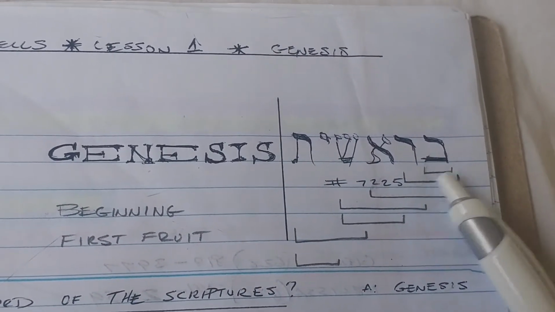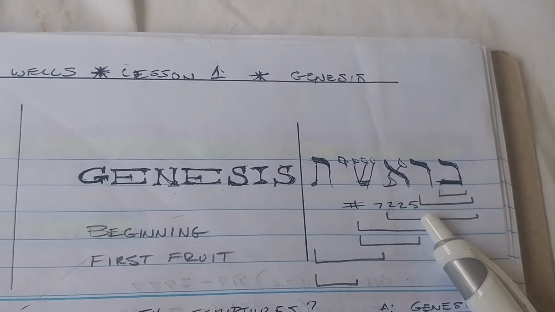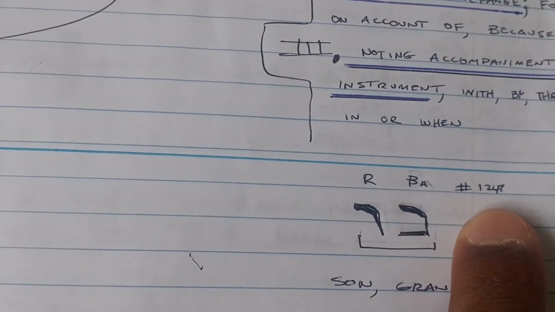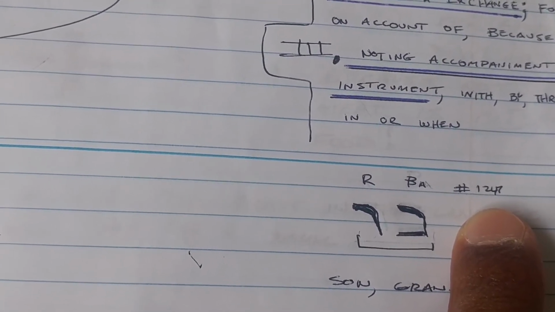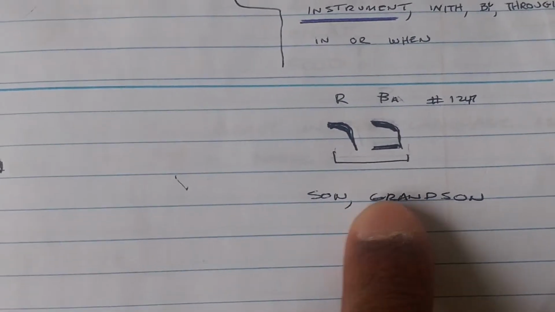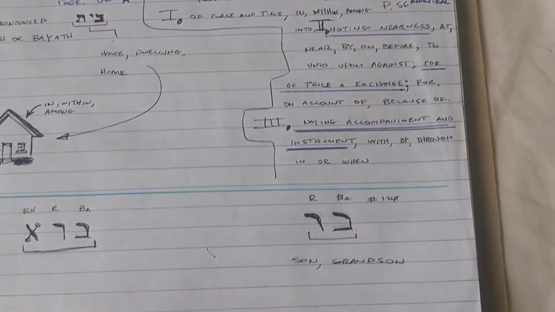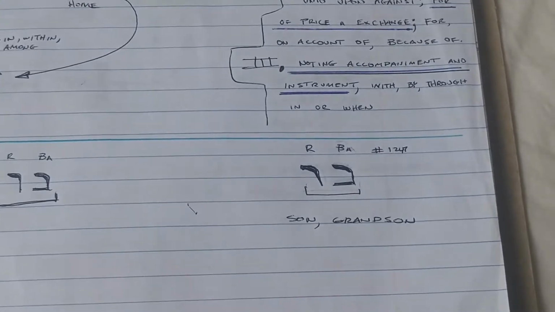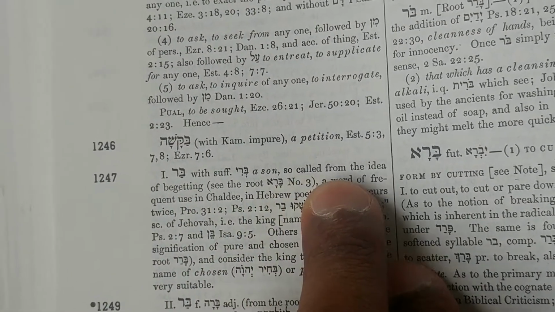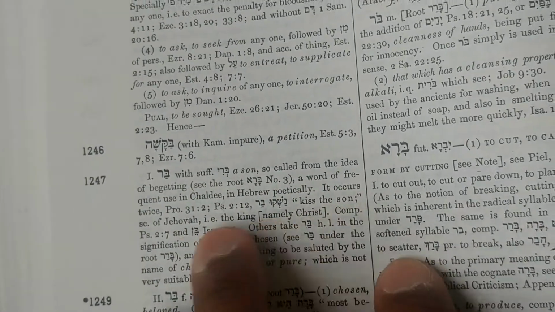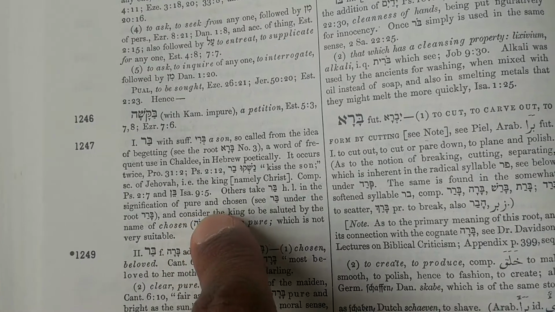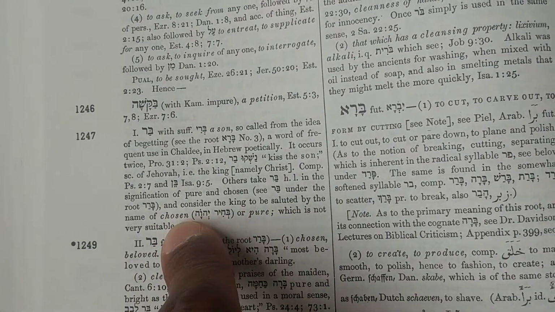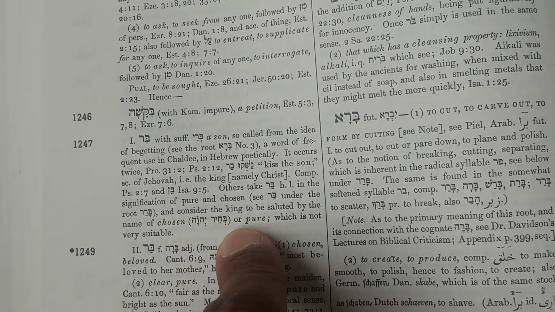Okay, let's keep going. So we have the first character out of the way, which is Ba. The second two letters, which is Bar, has another meaning too. Bar. And we can find this in Strong's Concordance number H1247. Bar means son and grandson. And I'm going to show you how this definition ties in with the over-encompassing understanding of Bereshayat. Bar, a son, so called from the idea of begetting. Kiss the son, Bar, in the signification of pure and chosen, under the root barar, and consider the king to be saluted by the name of chosen. Bakayar, Yahweh, or pure.